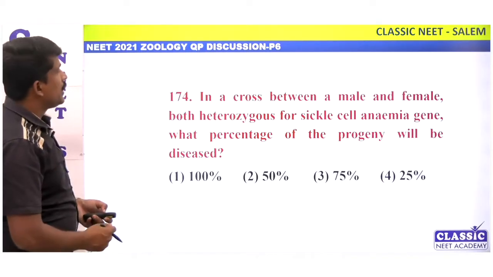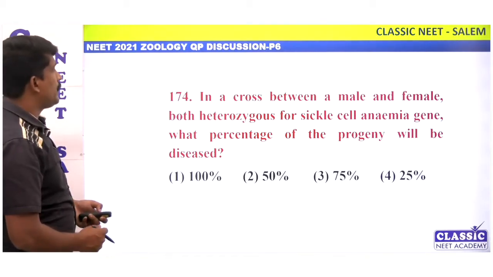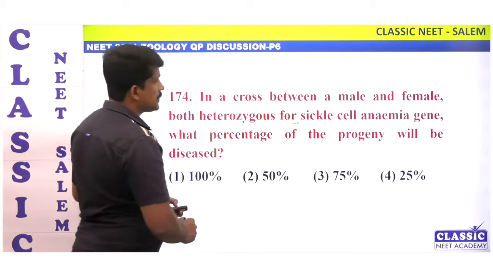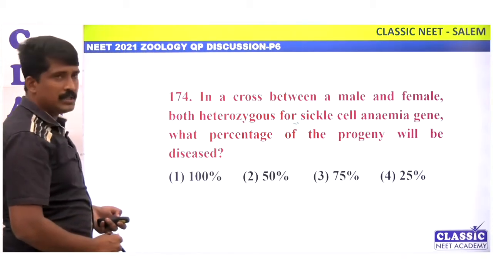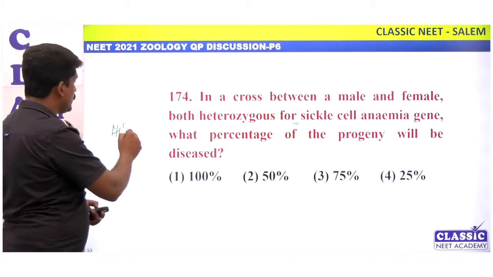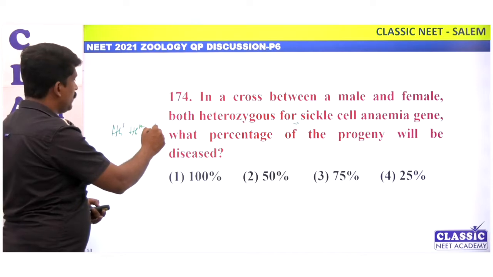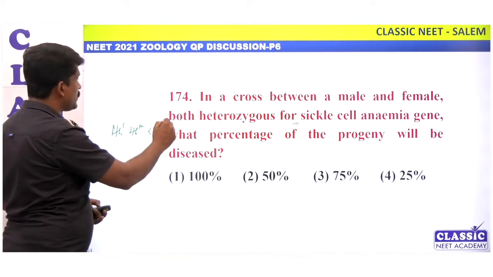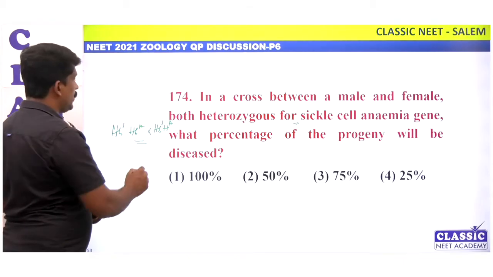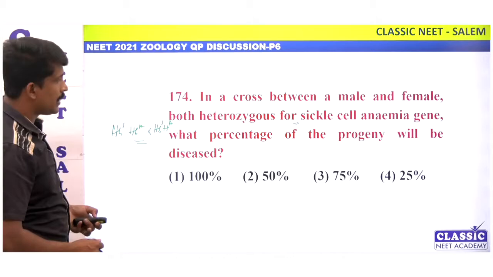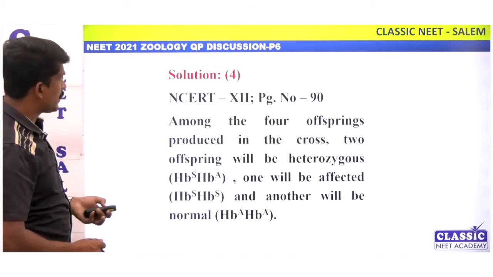In a cross between a male and female, both heterozygous for sickle cell anemia, what percentage of the progeny will be diseased? You can just take HbS and HbA. Once you cross, you will come to know that 25% will be affected. So in that case, the fourth option only will be the answer. Yes, students, it's given correctly.